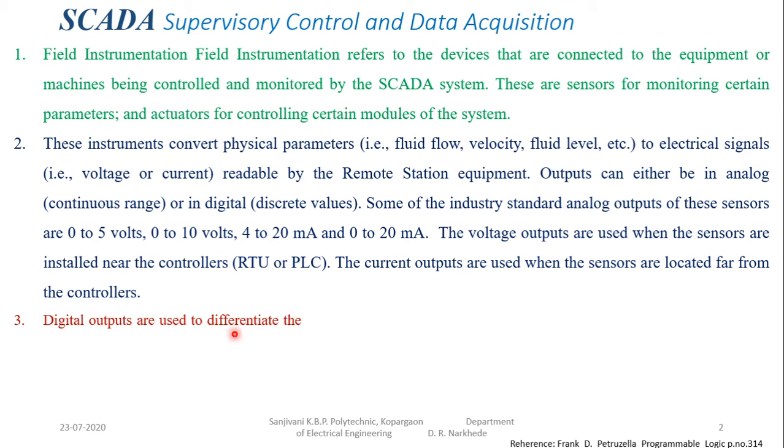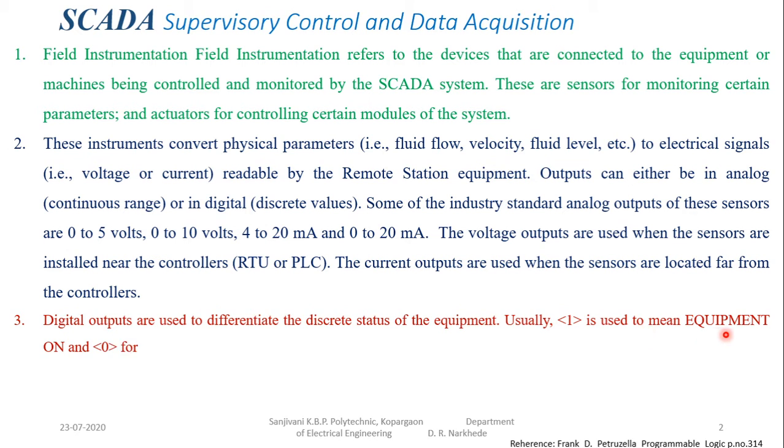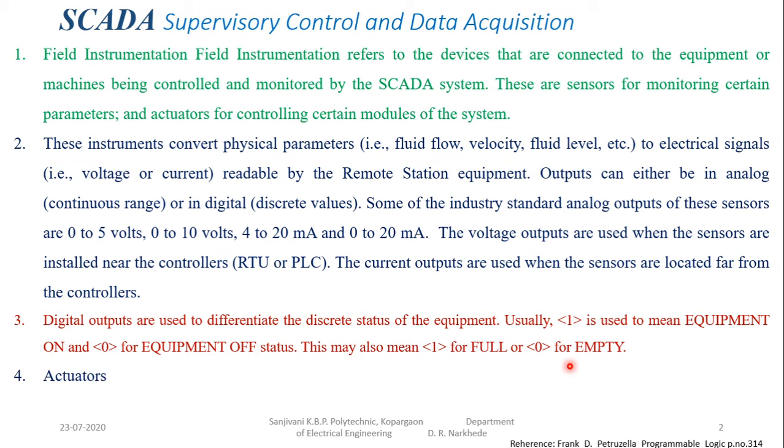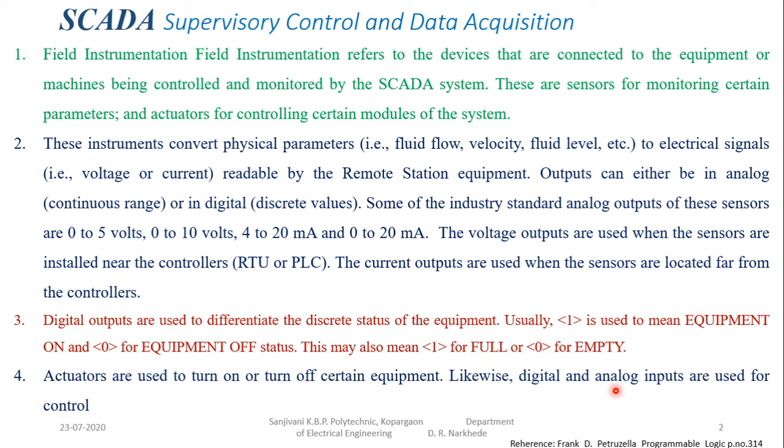Then digital outputs are used to differentiate the discrete status of equipment, usually 1 and 0. 1 means the equipment is on and 0 means the equipment is off. This also means 1 means full and 0 means empty. 1 means high and 0 means low. The actuators are used to turn on or turn off certain equipment, like digital.